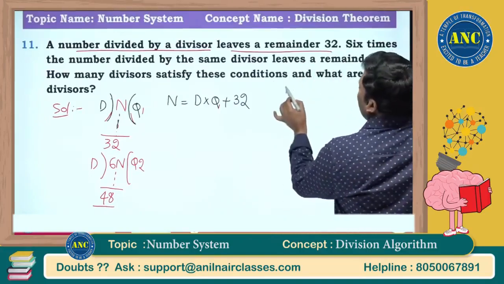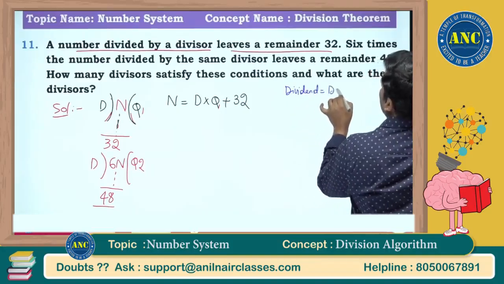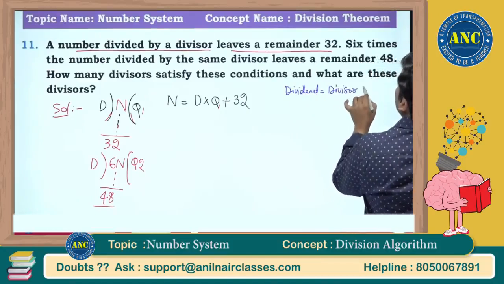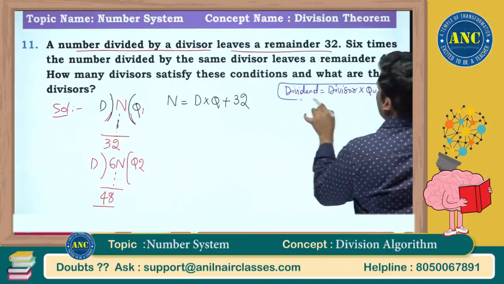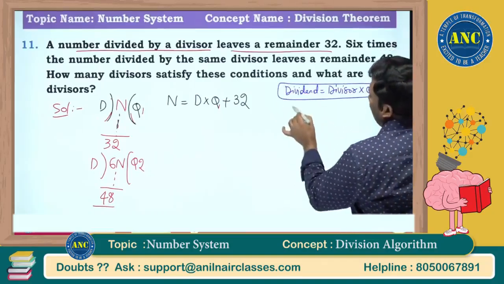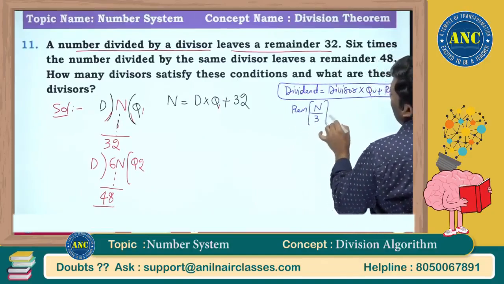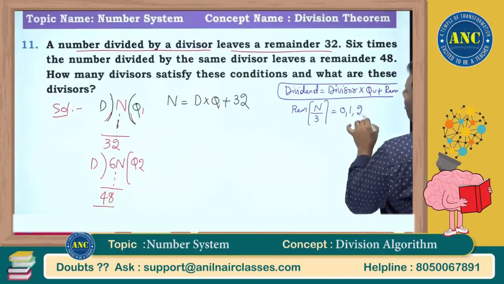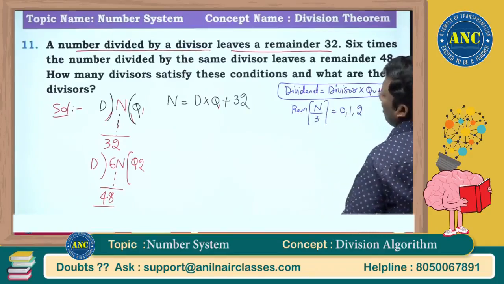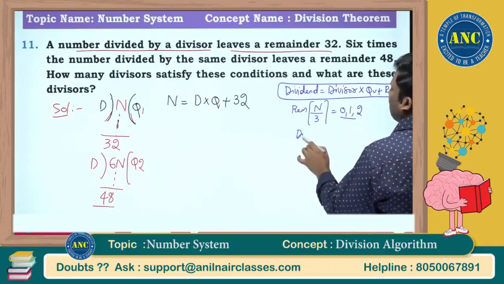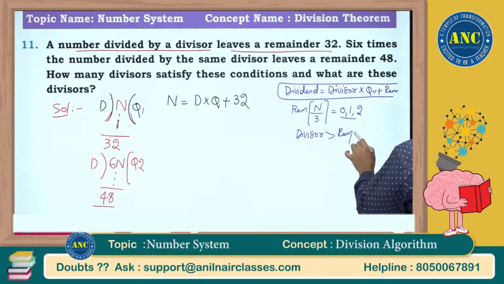What is the concept that we discussed? Dividend equals divisor into quotient plus remainder. What is the other point that we discussed? n divided by 3, the remainders will be 0, 1, 2. n is called the dividend, d is called the divisor. That means the divisor is always greater than the remainder. This is the point which we wrote.